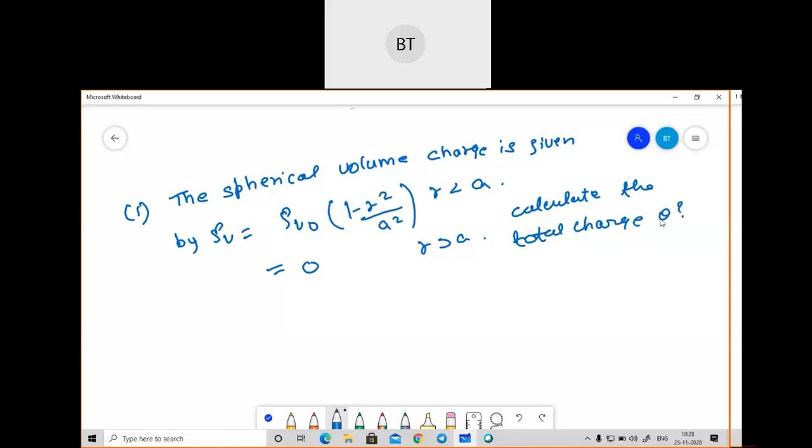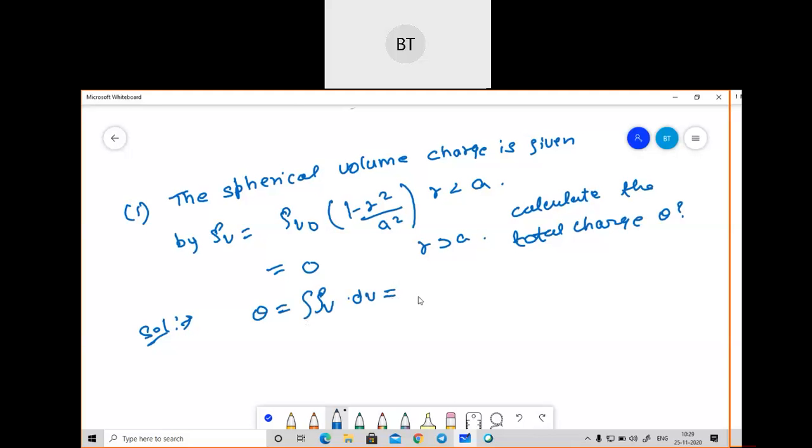Some of you have doubts, and some of you have WhatsApped me that you are unable to solve this problem. So I have given the theoretical aspect of this question, how to deal with it and how to move forward. If you have any doubt, I'll tell you. Since we are dealing with a spherical volume charge, the charge is given as the integration of rho v into dv.